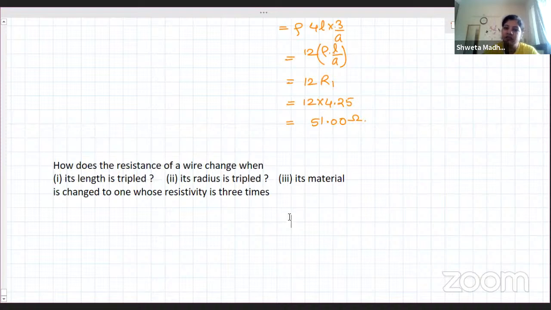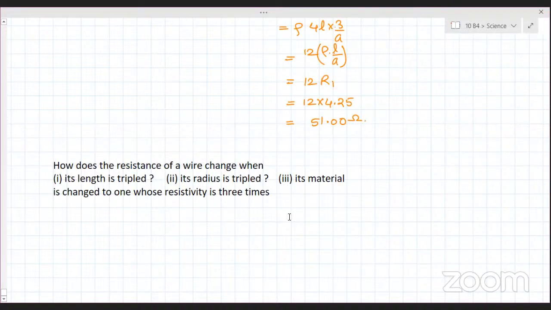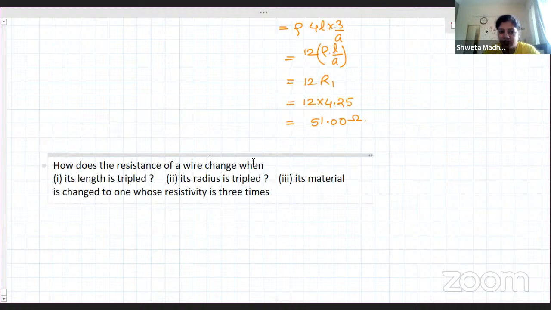Everyone completed earlier question? Yes, ma'am. How does the resistance of the wire change when its length is tripled?